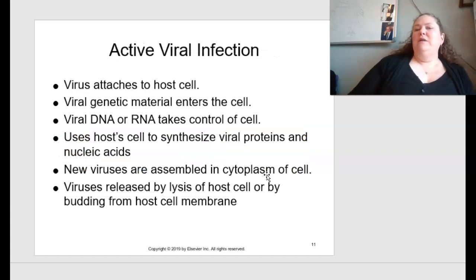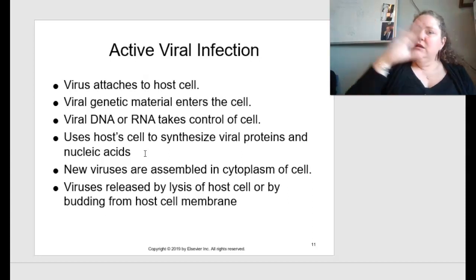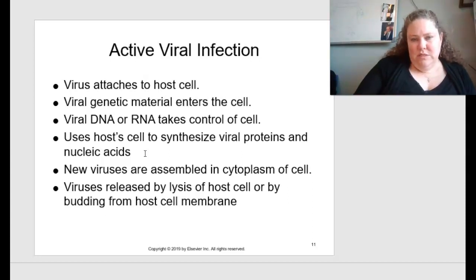So when you have an active viral infection, the virus is going to attach to the host cell. The viral genetic material is going to then enter the cell, and then it takes control of the cell. Like I said, it's a hijacker, and it uses the host cell to synthesize. And remember, synthesize is just a fancy word for make. So it's going to make the viral proteins and nucleic acids. So again, it's kind of hijacking, saying you're no longer making stuff for your human body, you're making the things that I'm telling you to as a virus.